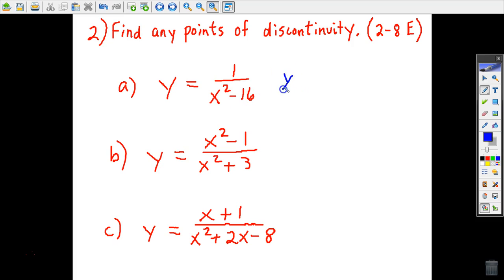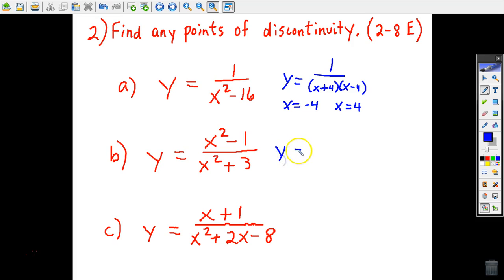Again, right off the bat, you need to think about factoring if it's possible. And we can factor here in letter A. That's the difference of two perfect squares. And then it's easy to just take a look at the denominator and identify numbers that would create 0. And there are 2 of them. When x is -4, I get 0 in the denominator, and when x is +4. So I have 2 points of discontinuity for letter A.